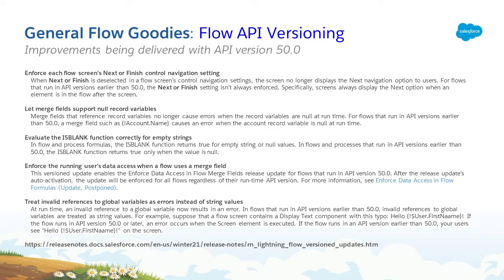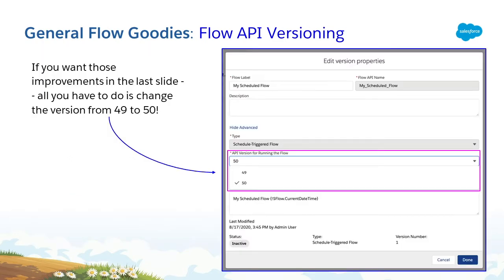Don't worry, all your flows right now are running on API version 49. That is, they will continue working the way they did in Summer '20. So you don't have to scramble to test these changes for regressions. Upgrade them to version 50 on your own schedule. Or don't. The choice is yours. As a reminder, you can upversion a flow in the Advanced section of its Version Properties menu. It's that little gear icon in the top left of Flow Builder.